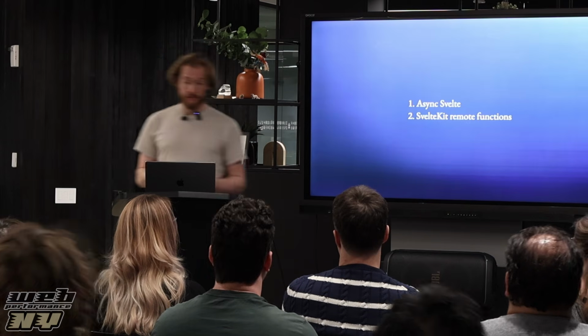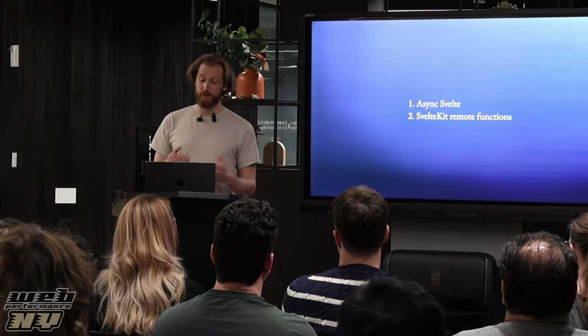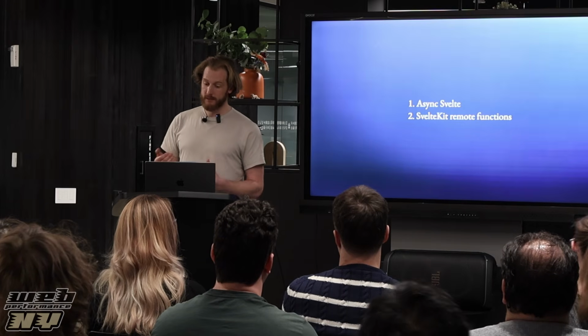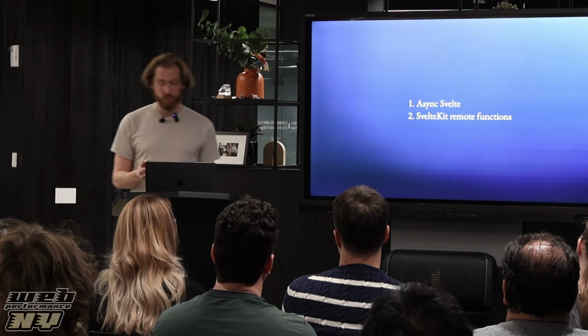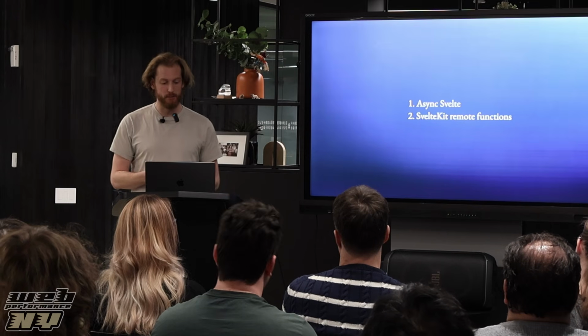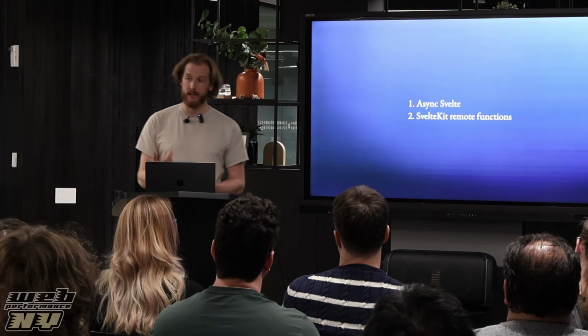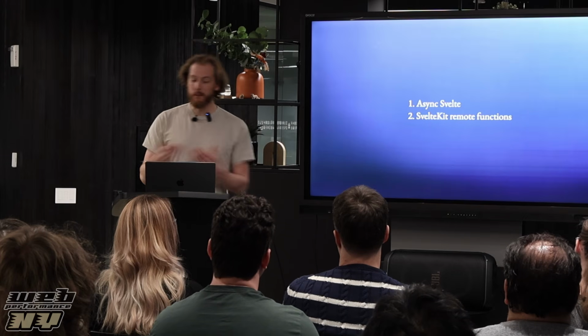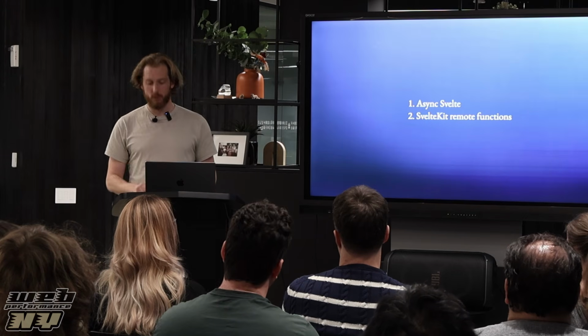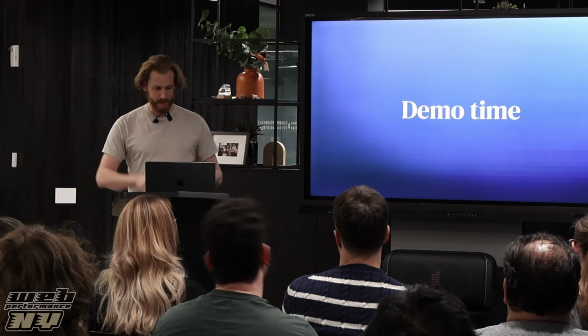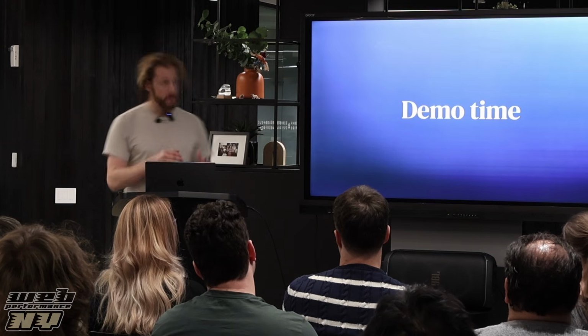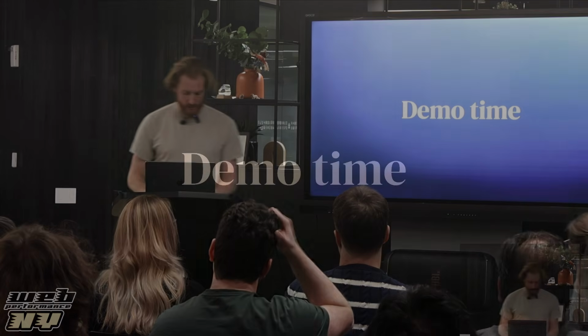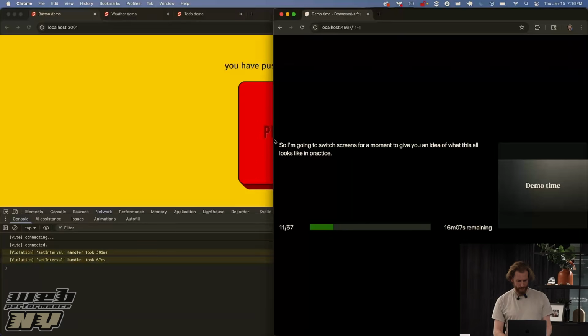And we think we've come up with something that is a meaningful step forward. It comes in two parts. Async Svelte is the foundation, which lets you use await inside your components in a way that is automatically coordinated and parallelized. And on top of that, there's a new feature in SvelteKit called remote functions. And so I'm going to switch screens for a moment to give you an idea of what all this looks like in practice.